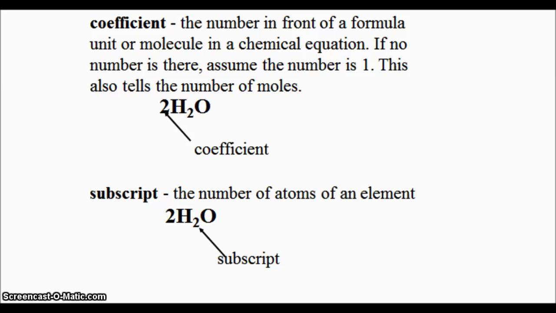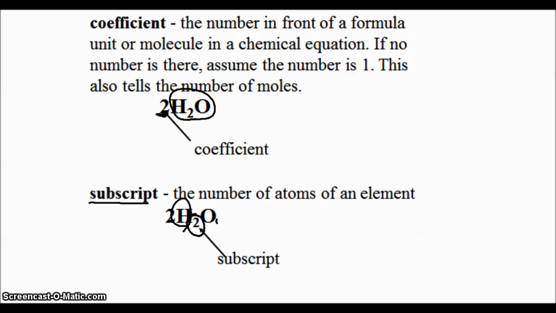So the big number in front, that's going to be the coefficient, and that's the number of that particular molecule that I have. So this 2 here in front of the H2O means that I have 2 of this molecule, H2O. So I don't have just one of them, I have 2 of them. The subscript, the little small number, is just telling me how many atoms of that particular element. So this 2 here tells me how many hydrogens only that I have. Oxygen doesn't have a subscript. If an element doesn't have a subscript, we should assume it to be 1.